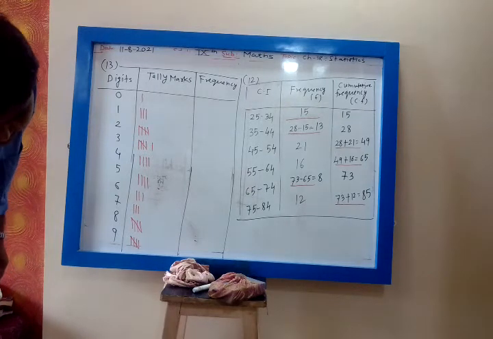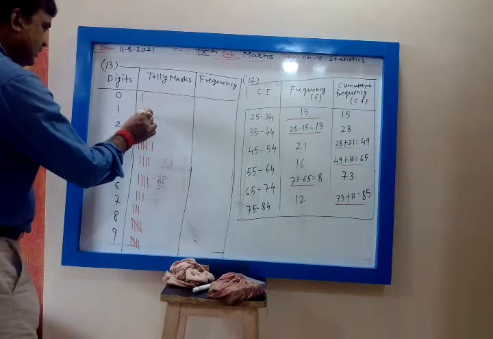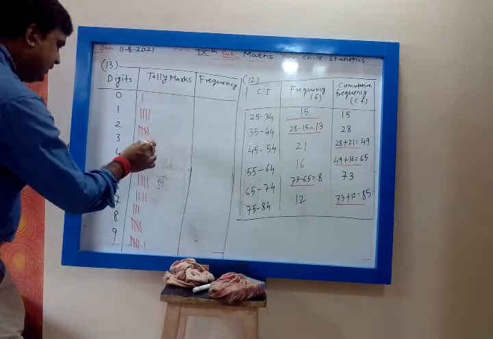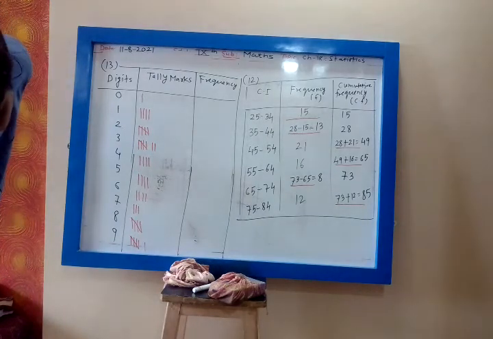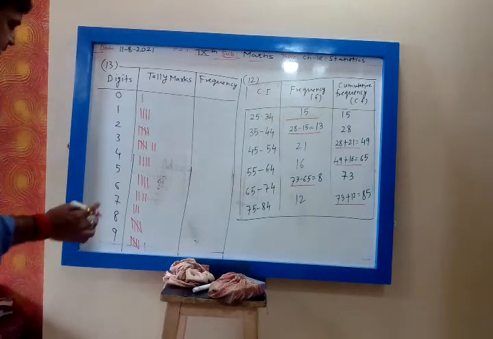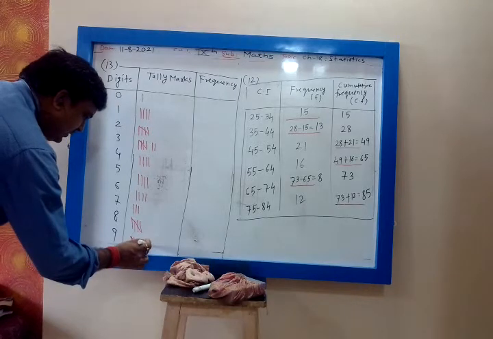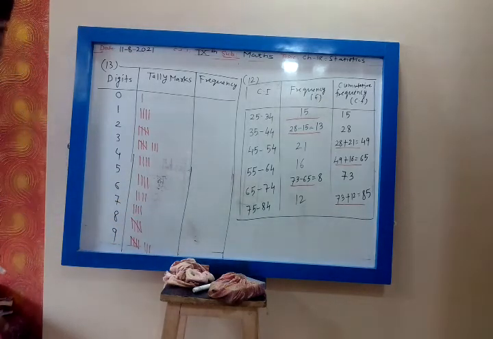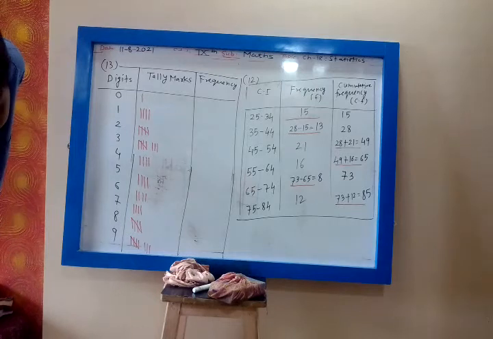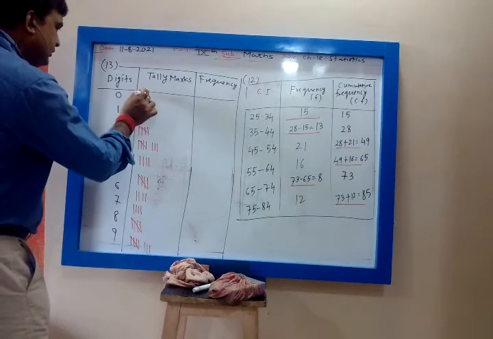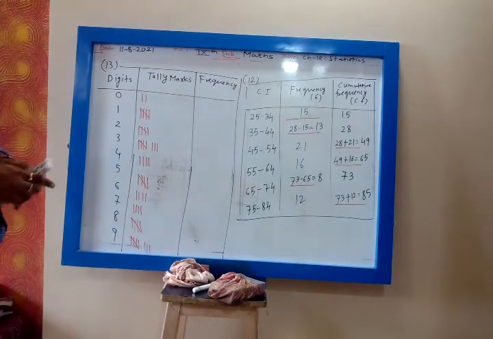Then 1, 6, 9, 3. Then 9, 9, 3, 7. Then 5, 1, 0. Okay, let us count how many are there.